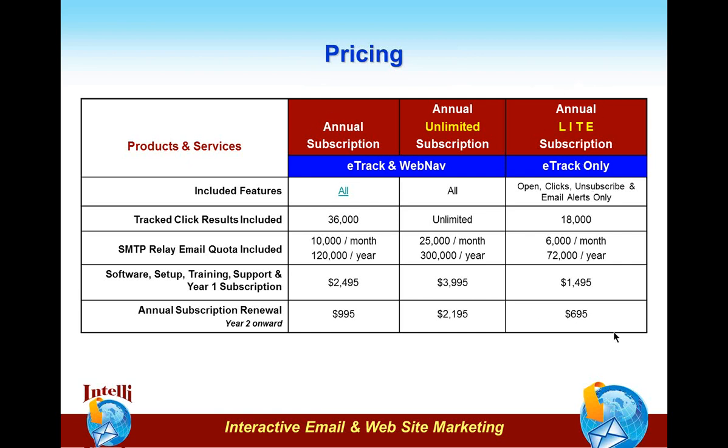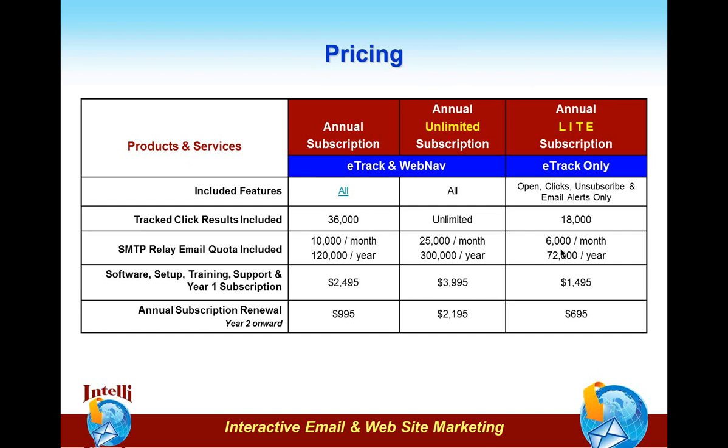So let's talk about the annual Lite first. What this does is it gives you the ability to track all opens and all hyperlink click-throughs that I talked to you about, where you direct people out to the website or you direct them to a white paper, any type of hyperlink you could insert, and unsubscribes, as well as sending email alerts to your reps. So this gives you the ability to instantly alert your reps off a click.